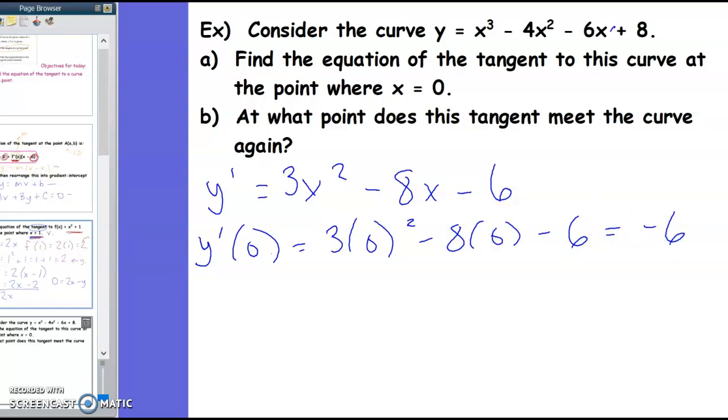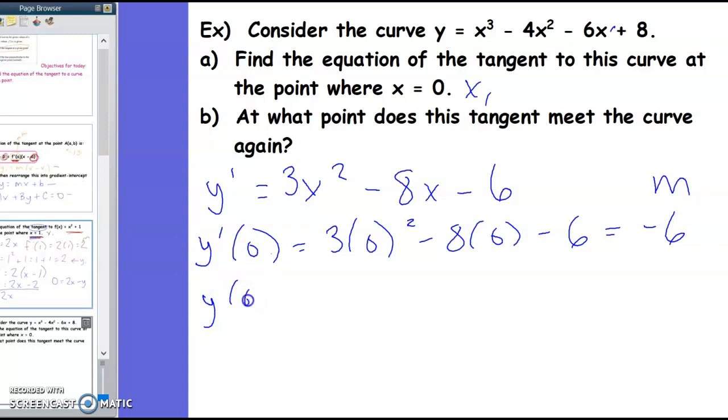Okay, so now analyze what you have found here. You have substituted a value into the derivative. So what does that find for you? It finds for you the gradient of the tangent line. So now I know m. I've got m equals negative 6. I've got x sub 1 up here. So what am I missing to substitute into my equation? Okay, what I'm missing is y sub 1. Okay, so let's find that.